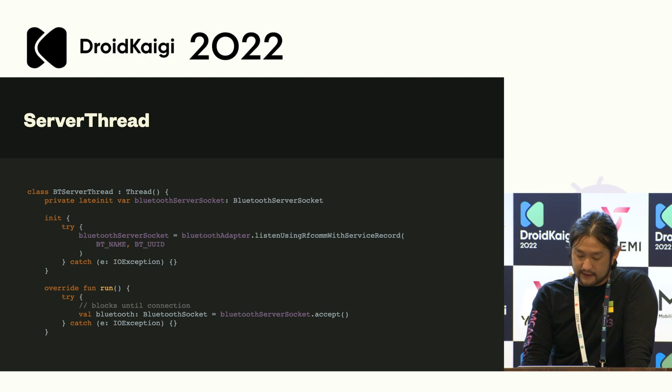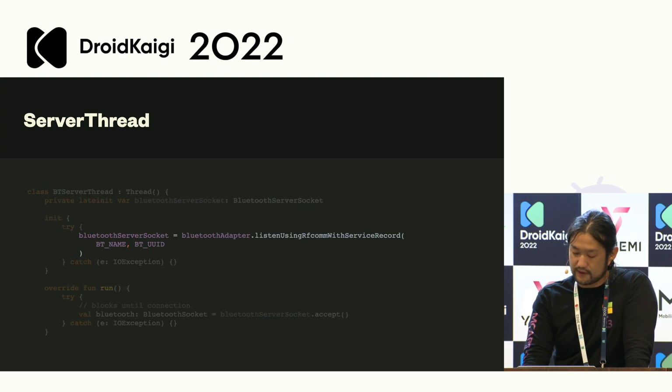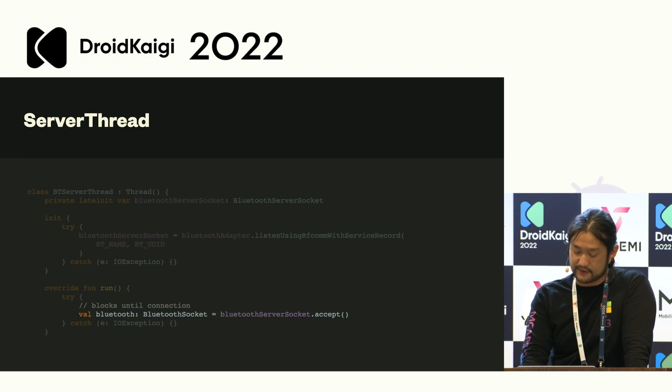Now the server side tries to become ready for clients to connect to it at any time. To do so, the server uses the RFCOMM mechanism to obtain the Bluetooth server socket. Then wait and accept. We've seen that somewhere before. Yes, just like what we did with Wi-Fi. Accept blocks as we expected and waits for the client to connect.